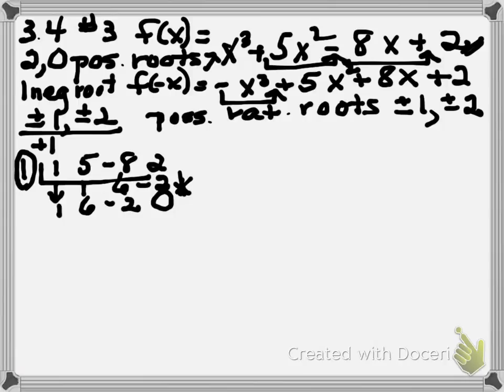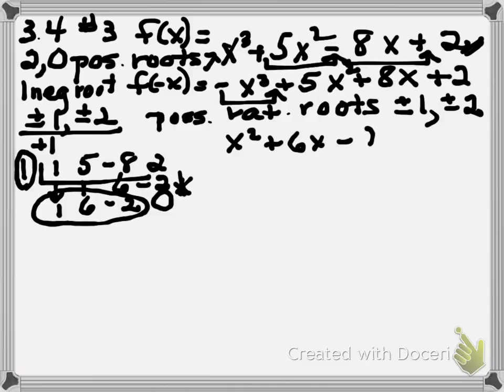And now taking this bottom line, I have x squared plus 6x minus 2, and I want to set that equal to 0. It's a quadratic equation. It's not factorable. I can't get the factors of 2 giving me a middle term of 6x. So you know how to solve a quadratic equation by the quadratic formula.